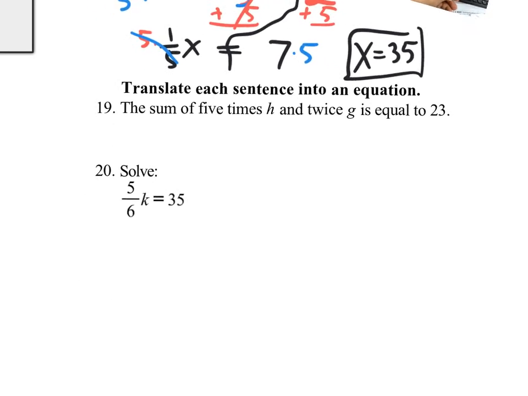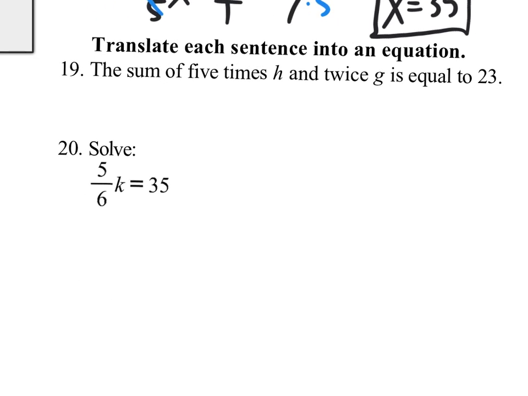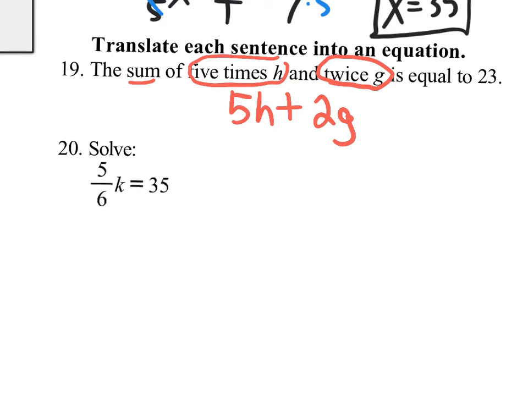Let's move on to the last 2 questions. Number 19, the sum of 5 times h. What does sum mean? Sum means addition. We're going to be adding 5 times h, so let's write that down. 5h plus what? Plus twice g. What is twice g? That's 2 times g. And then it says is, which means equals. Actually, they even write the word equal. Is equal to 23. So there's your other equation.